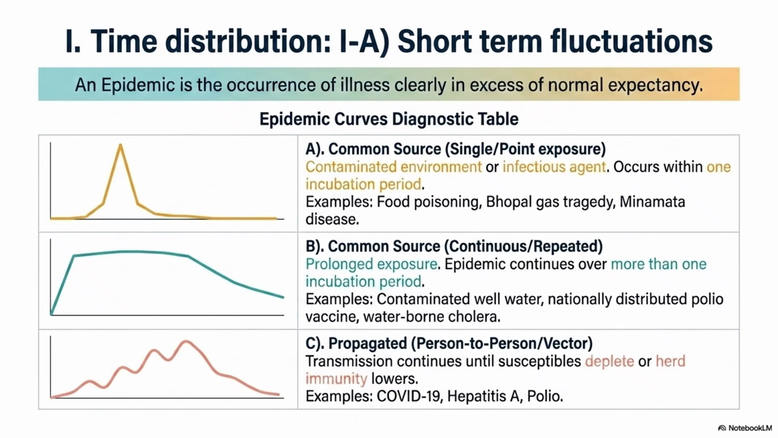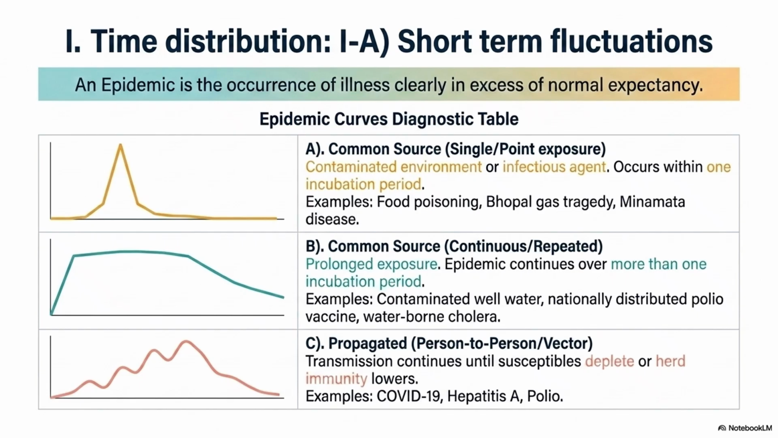And the second thing we will discuss is common source continuous or repeated exposure. So same like the first one, it is a common source. So from the common source they are getting affected, but they are not exposed a single time, but instead they are getting exposed continuously or repeatedly. So that is nothing but prolonged exposure. So the epidemic continues over more than one incubation period because they are getting affected at different times, and they are having different incubation periods, more than one incubation period.